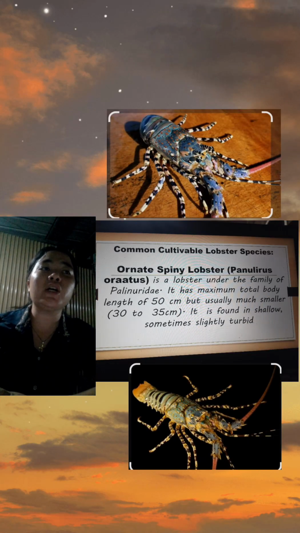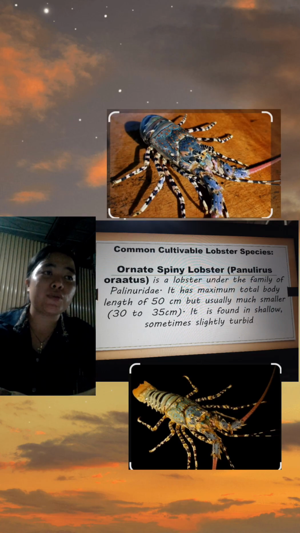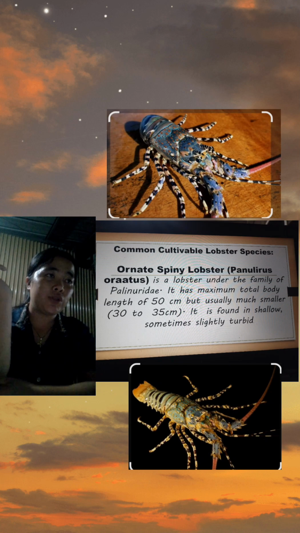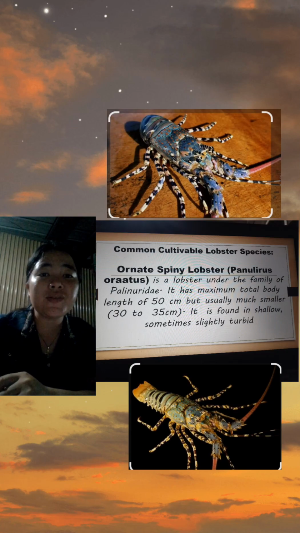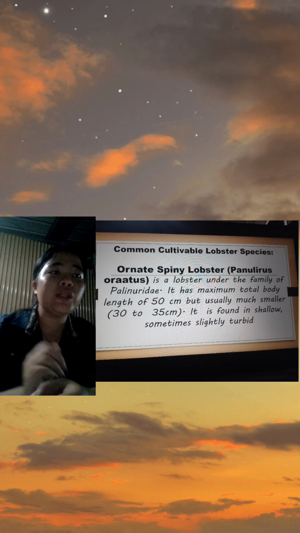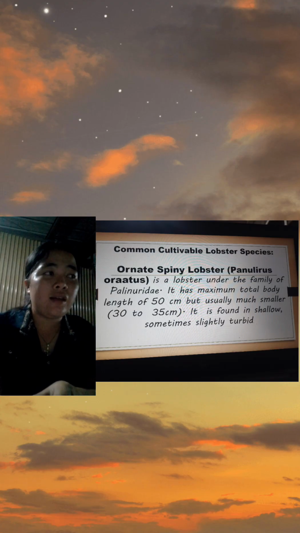Let's move to common cultivable lobster species. The first is the ornate spiny lobster, or Panulirus ornatus. It is a lobster that can reach up to 50 cm, but commonly around 30 to 35 cm. Found in shallow waters, sometimes slightly turbid or murky. So, for example, in aquaculture, farmers might raise ornate spiny lobsters in shallow coastal tanks or cages. They monitor water quality carefully because turbid waters can reduce survival.